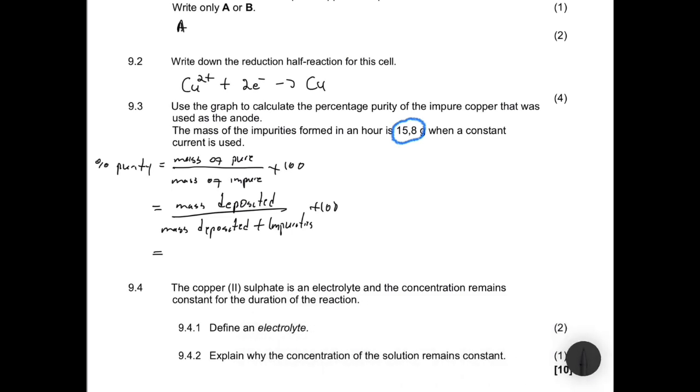So we're gonna have mass deposited, which we're going to find, divided by 15.8. That is for impurities, right? Plus mass deposited again. So we have mass deposited. We're still multiplying this entire number by 100. So now our duty is to find the mass deposited, right?